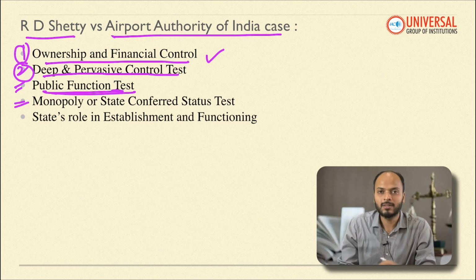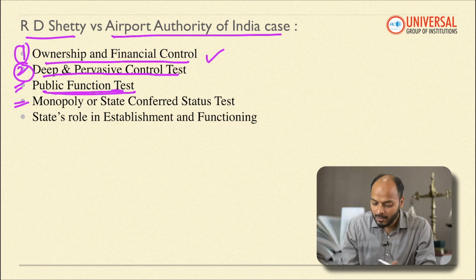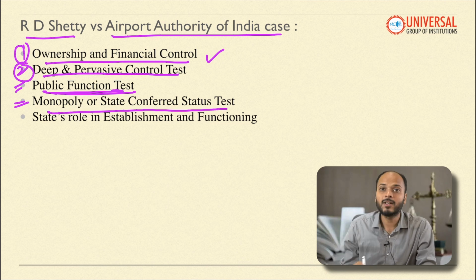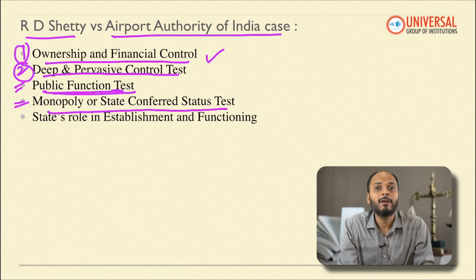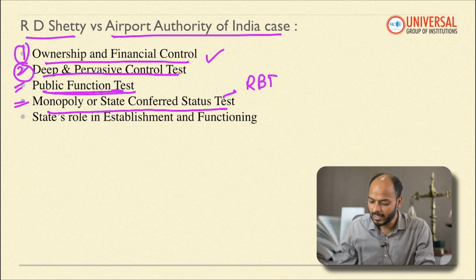Then the fourth test which has been given by the Supreme Court judge is the monopoly or state conferred status test, meaning if a particular body is enjoying a monopoly, especially when this monopoly has been conferred on that body by the state only, then such a body shall be considered part of state. So, you can take the example of any of the regulators, let us say RBI, right.